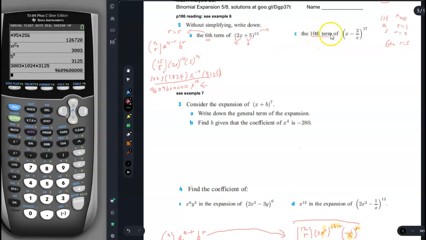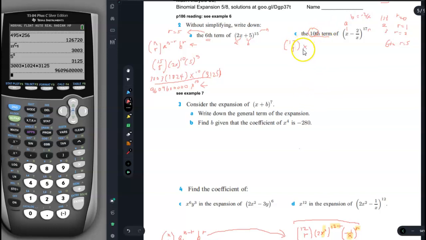Okay, let's find the 10th term of this one here. So in this one, the a value is just x. The b value is negative 2 over x, and the n value is 17. So let's fill in the general term formula. We're going to put in 17 choose, and we would put 10, but it's not 10, it's 10 minus 1, right? Because the r value is 1 less than the ordinal number.